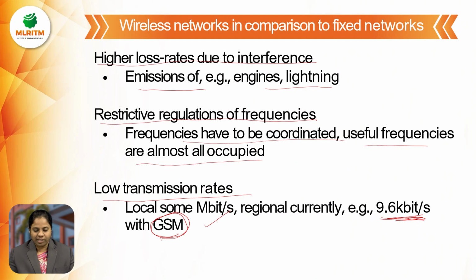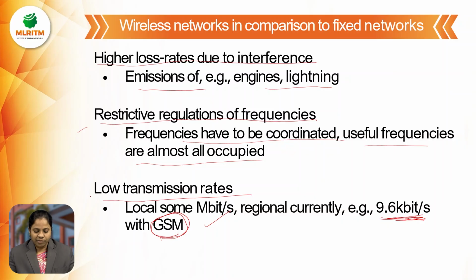Higher loss rates due to interference. This interference may be caused with emission of engines or lighting. Second parameter, restrictive regulations of frequencies. What happened is frequencies have to be coordinated. What happened is almost all the useful frequencies are preoccupied.